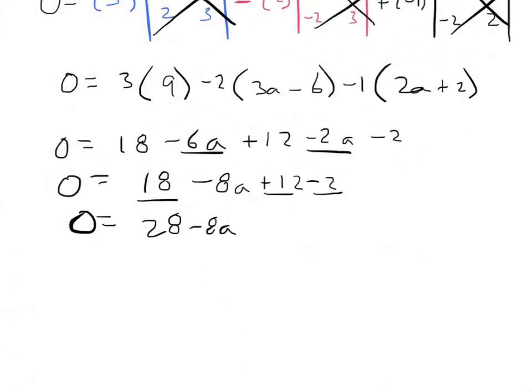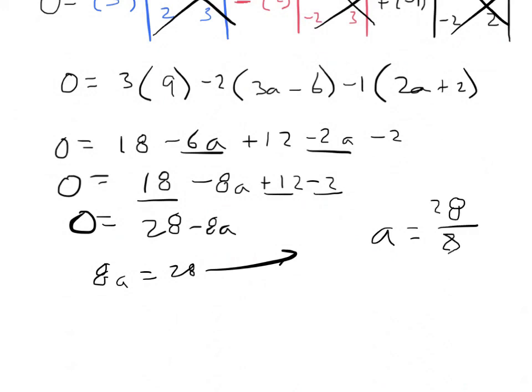And we're almost there. 8a equals 28. Dividing by 8 gets us a is 28 over 8, which can simplify down to 7 over 2. And apparently that's the value of A that makes that matrix singular. That's the one and only value of A that makes our original B matrix not have an inverse.